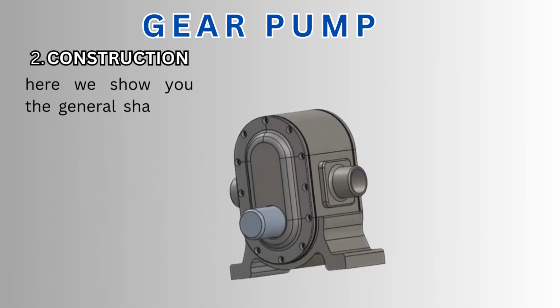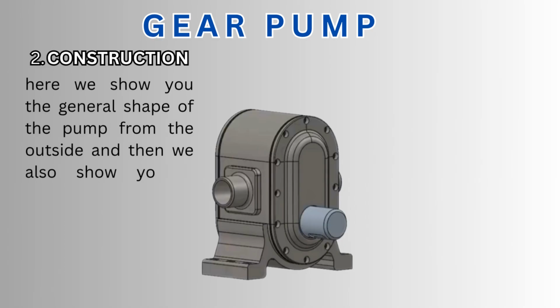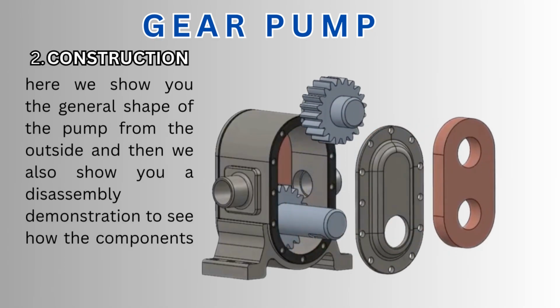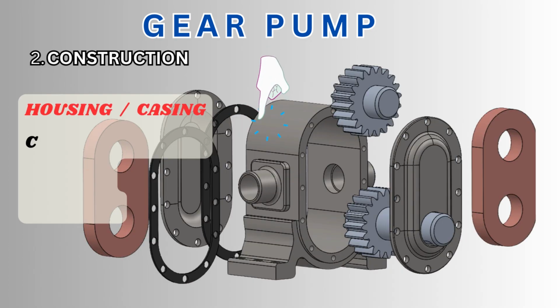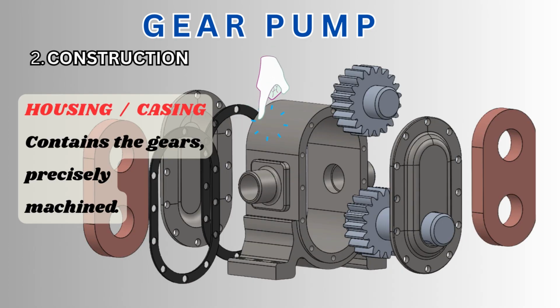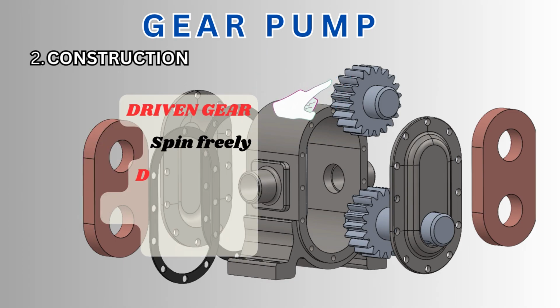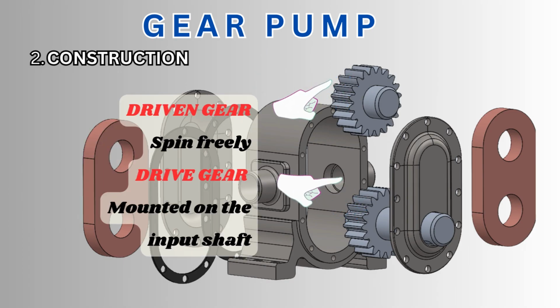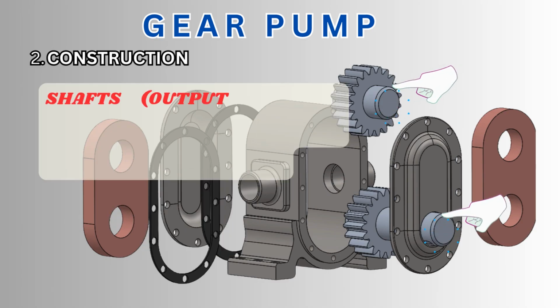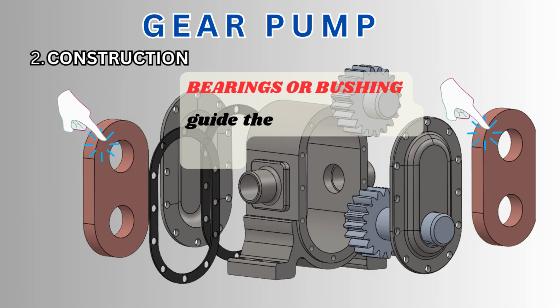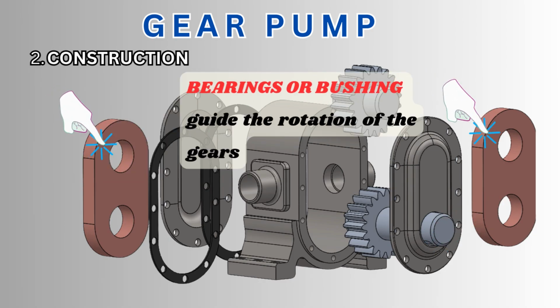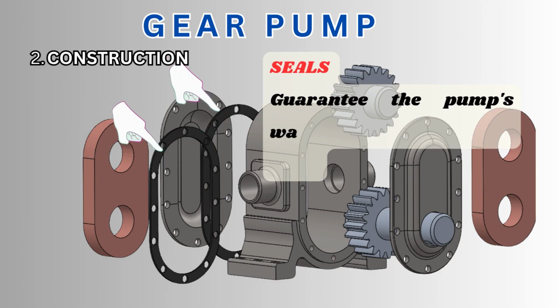Here we show you the general shape of the pump from the outside, and then we also show you a disassembly demonstration to see how the components of this mechanism are assembled. Housing or casing: it contains the gears and is precisely machined. Driven gear: spins freely. Drive gear: mounted on the input shaft. Shafts, input and output: guided by plain bearings or rolling element bearings. Bearing or bushing: to guide the rotation of the gears. Seals: to guarantee the pump's watertightness against leaks.